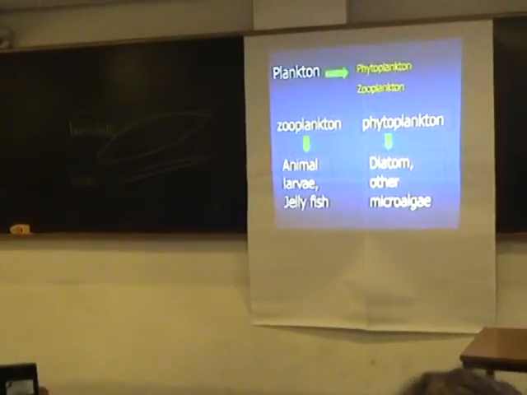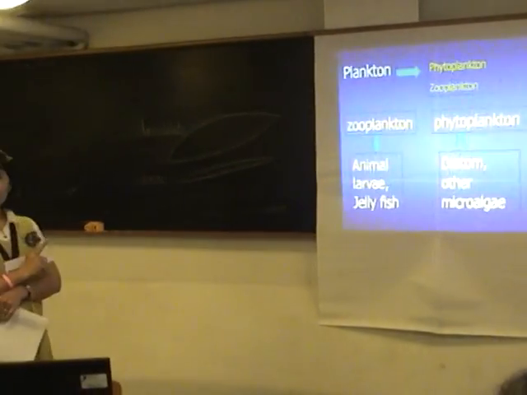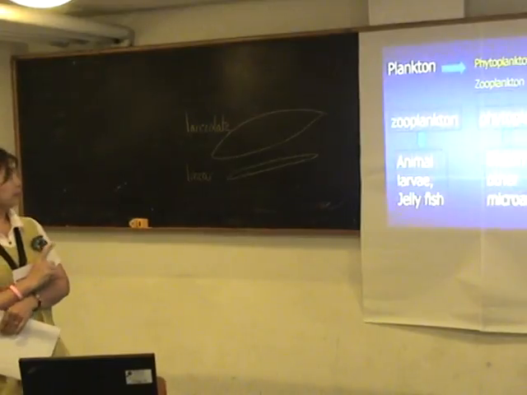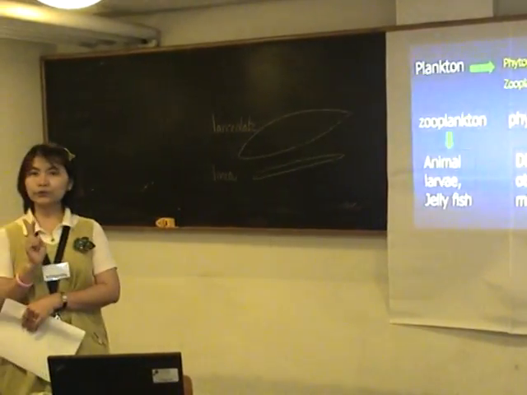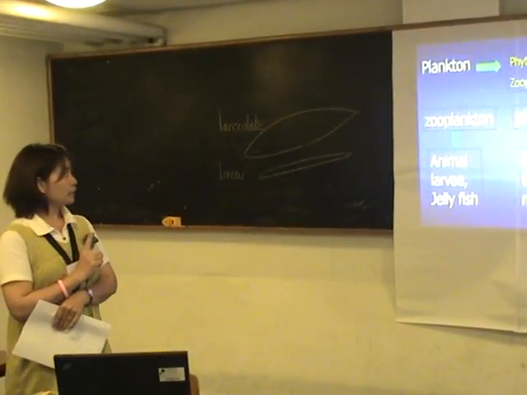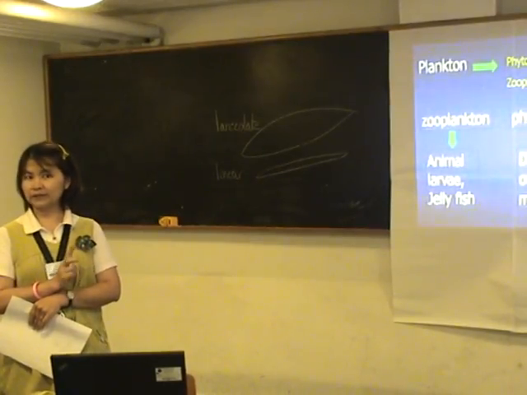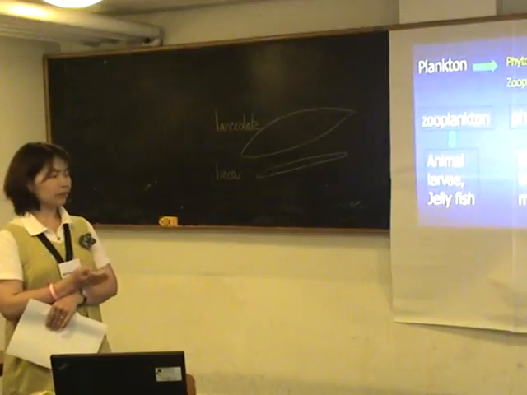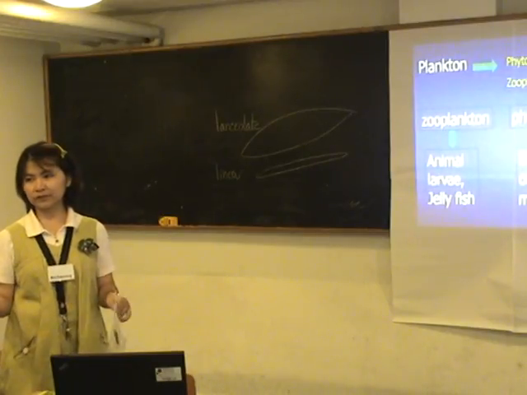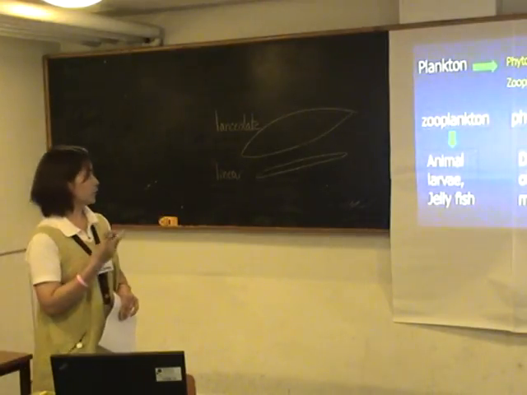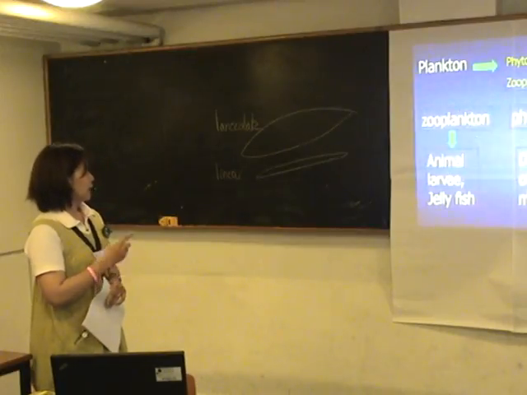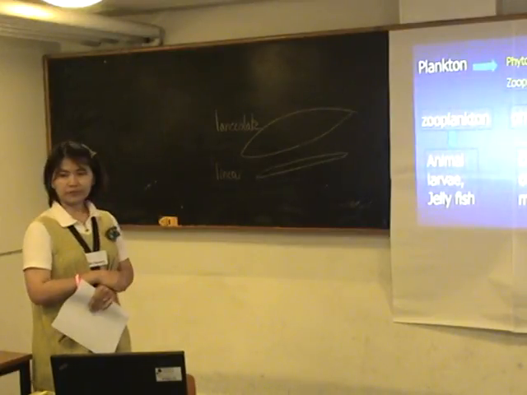I will start from plankton. Plankton has two different kinds: zooplankton and phytoplankton. Zoo means animal, and phyto means they can photosynthesize. And diatom is a phytoplankton.